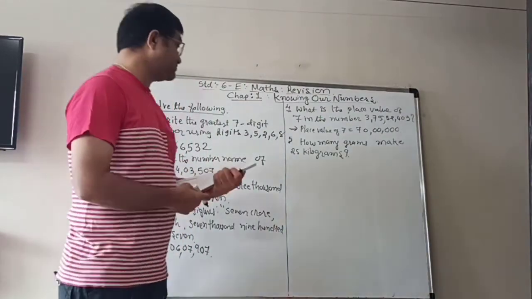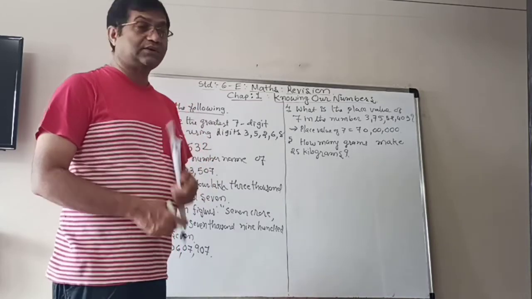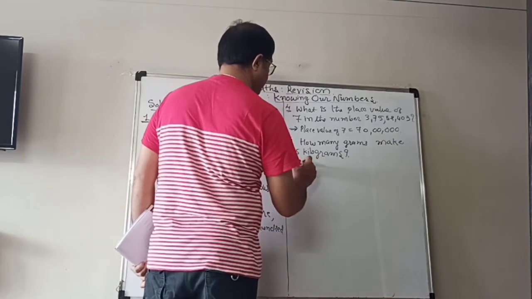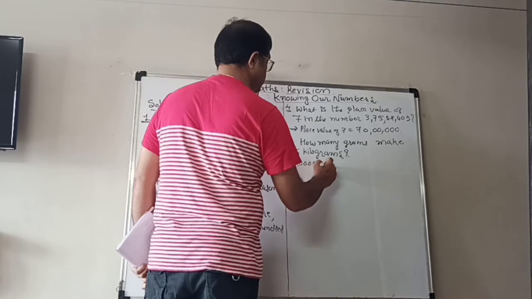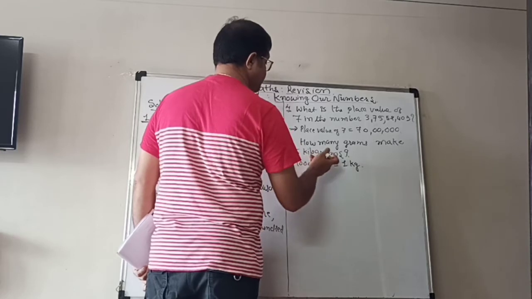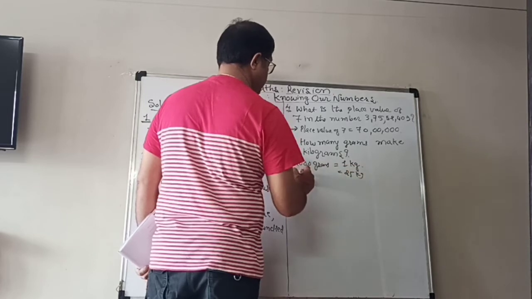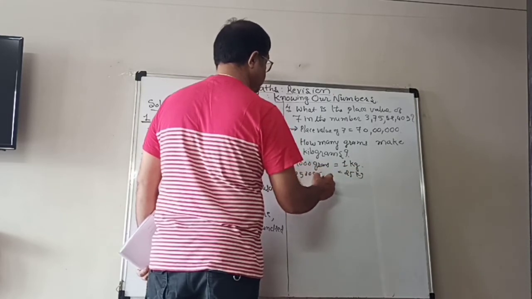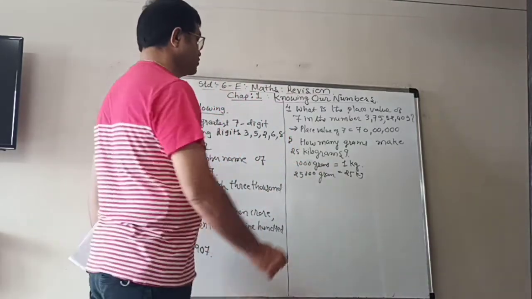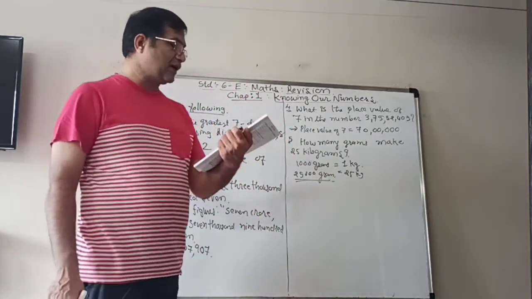How many grams make 25 kilograms? So now you should know the conversion, that 1 kilogram means 1000 grams. 1000 grams makes 1 kilogram. So how many grams will we need for 25 kilograms? Of course you have to multiply by 25, which means 25,000 grams will make 25 kilograms. So the answer is that 25,000 grams make 25 kilograms.